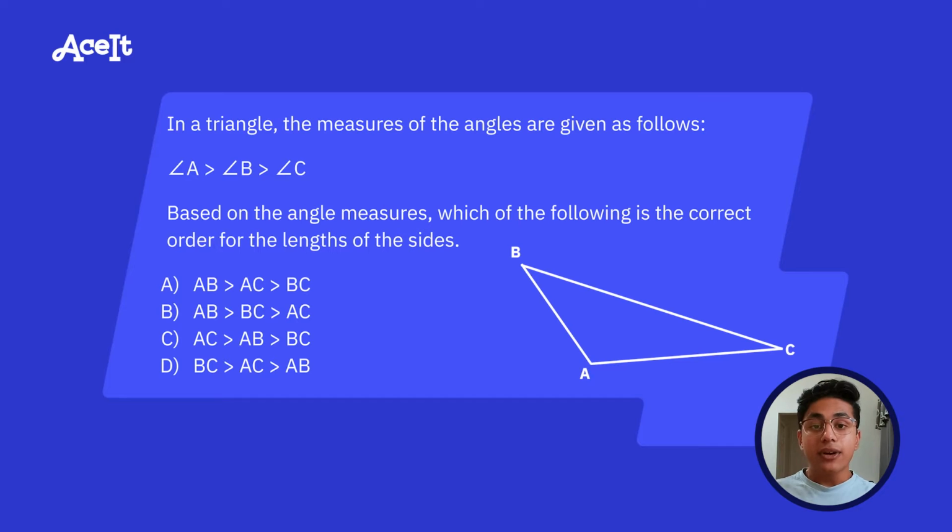From there, we can figure out the lengths of the sides. Since A is the biggest angle, the side across from it should be the longest, or in this case, side BC. Looking at the choices, we can eliminate A, B, and C automatically because they don't have side BC as the longest. So we can circle choice D and move on.